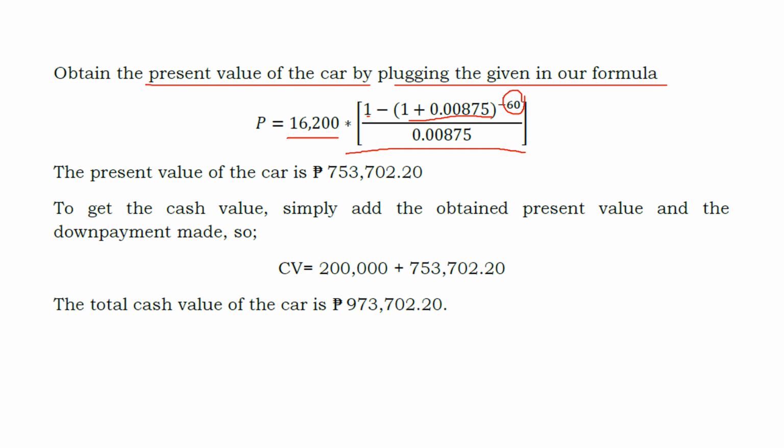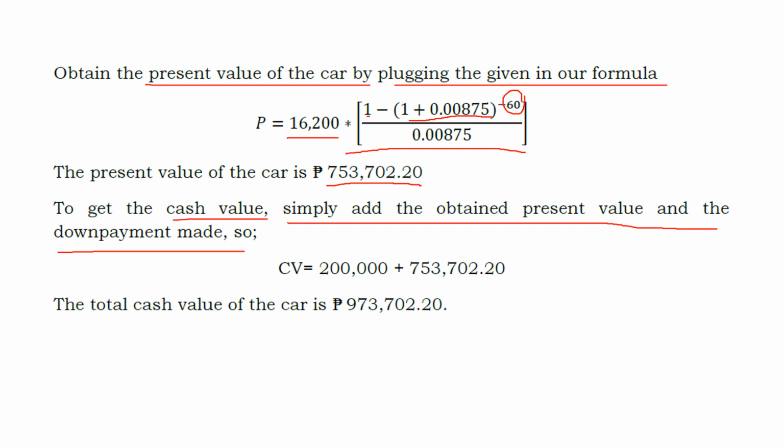0.00875. Upon solving this by simply using your calculators, the resulting value for the present value of the car now is 753,702.20 pesos. To get the cash value, simply add the obtained present value and the down payment made.